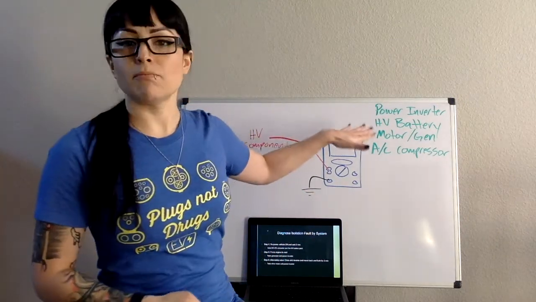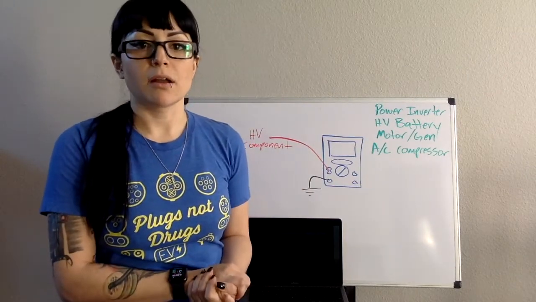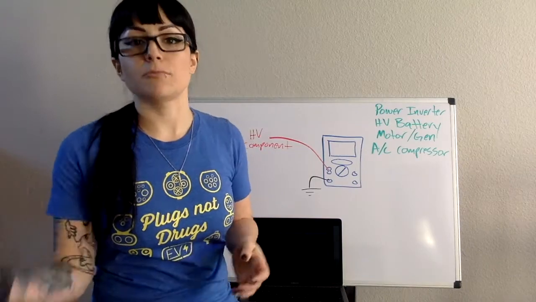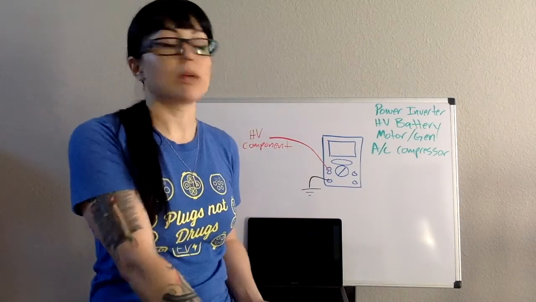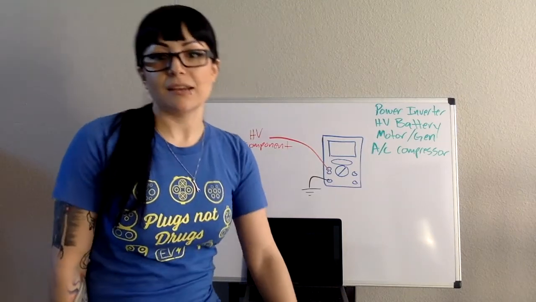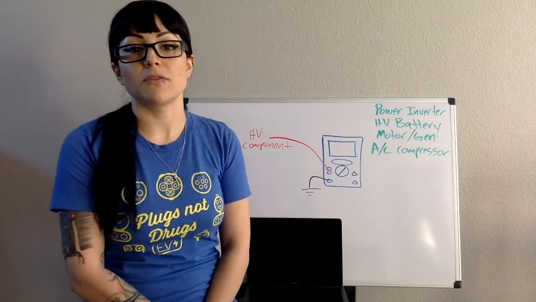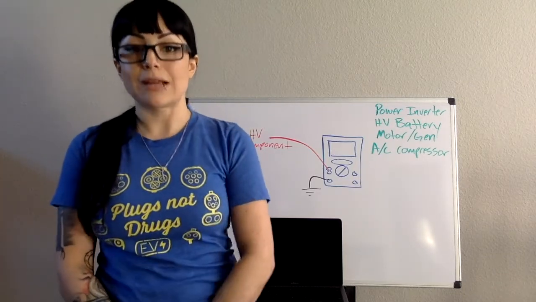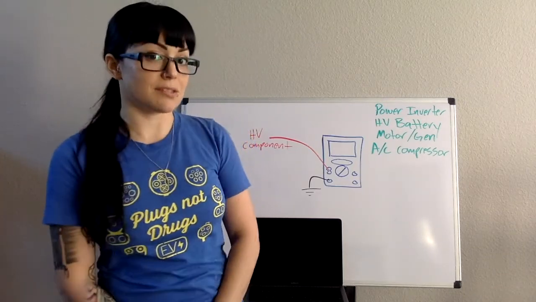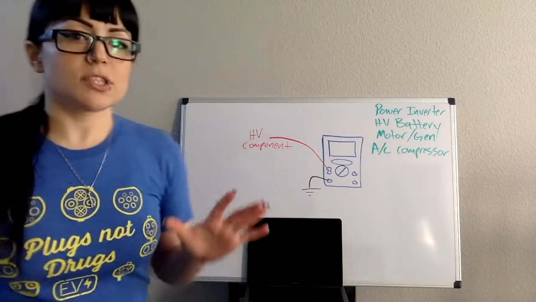Then we already know what a motor and generator are, right? We have an electric motor. We have a generator that can either help charge a battery or be used to drive the wheels. And then we all know what an AC compressor is for our air conditioning system. In many of our hybrid vehicles and electric vehicles, that air conditioning compressor is quite commonly part of the high voltage system. So just some terms to talk about.